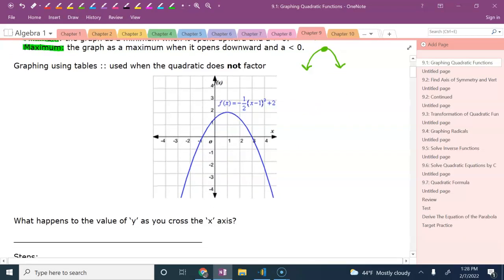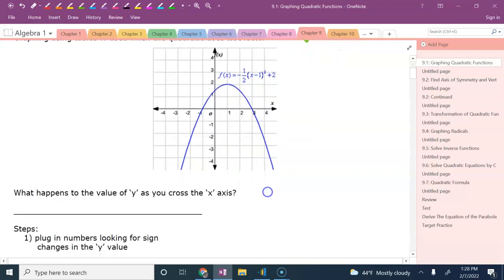This is just a general form of a parabola shape, what we're going to be seeing throughout this section and a couple other sections when we're dealing with the graphs. But we're going to talk today about how to graph these using a table. This is especially helpful if you're dealing with a quadratic that doesn't factor as nicely, so it's harder to find the solutions by just using our factoring methods. I want you to take a look at this graph here that I have.